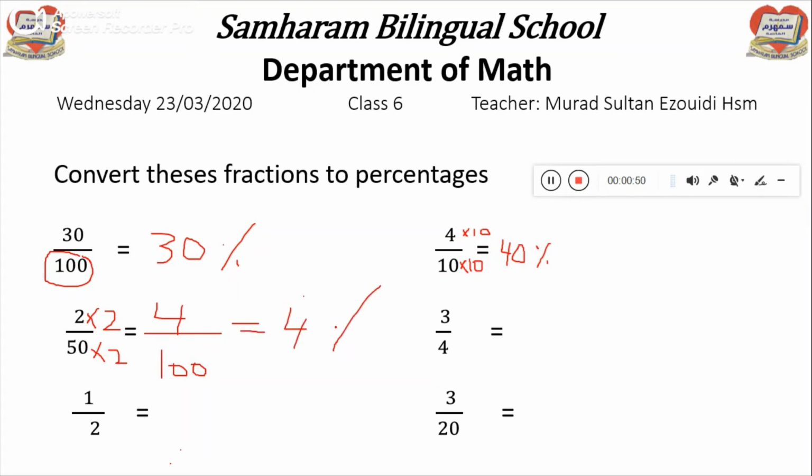Okay, 4%. The next example, 3 over 4, you can write it now as a decimal, 0.75. Then 0.75 as a percentage gives 75%.